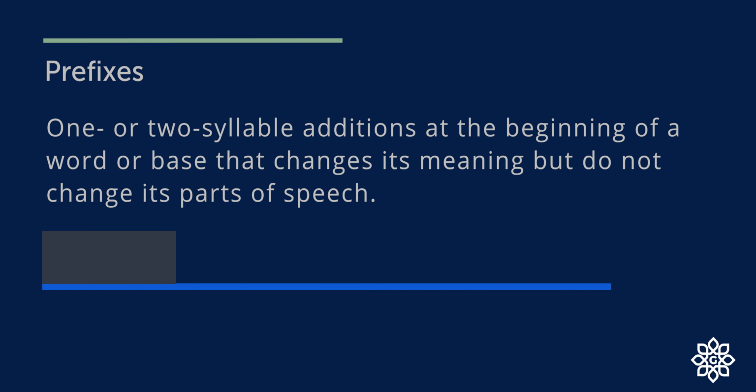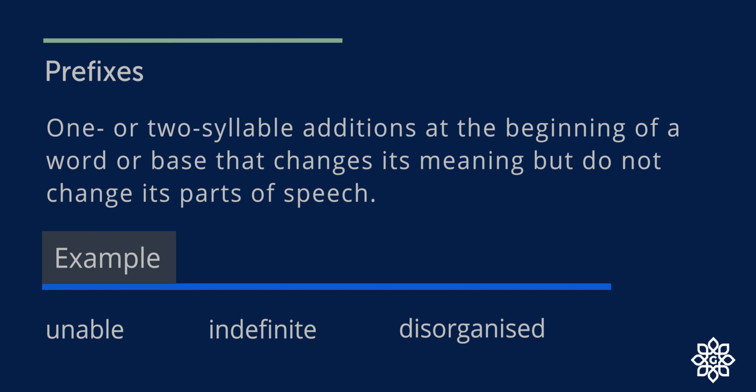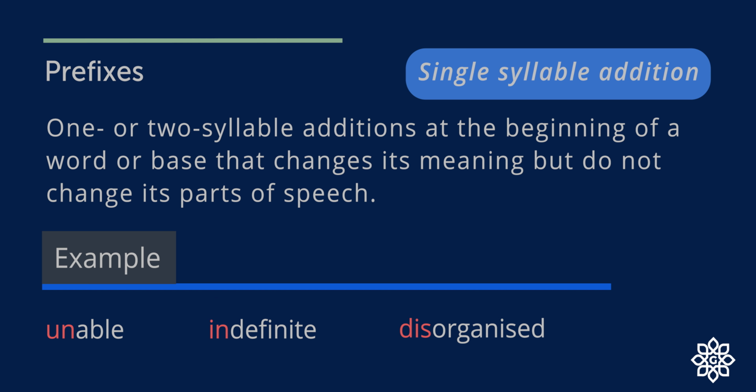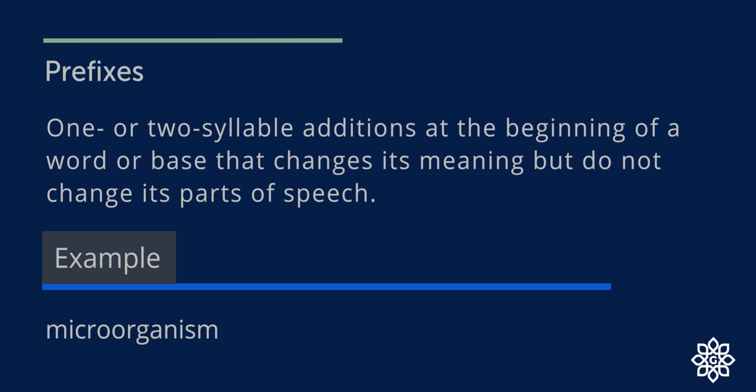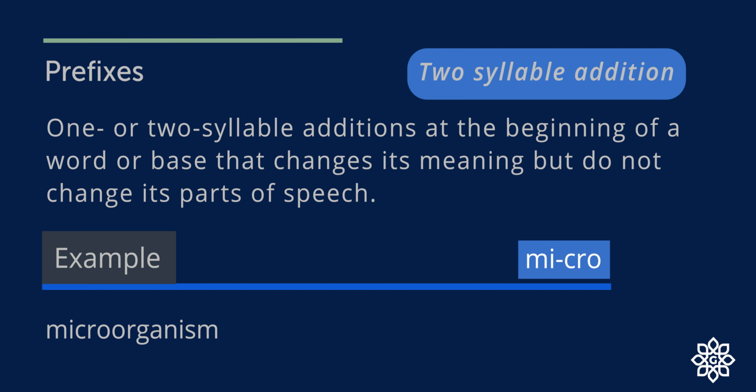For example, unable, indefinite, disorganized. Here, the prefixes un and in mean not, and dis means lack of. These three prefixes are single syllable additions. What about the word microorganism? Here, the prefix is micro. So, how many syllables does it have? My-cro, M-I-C-R-O. So, this is a two syllable addition.